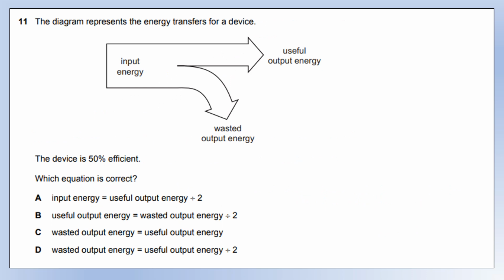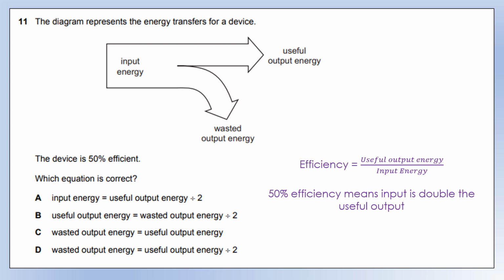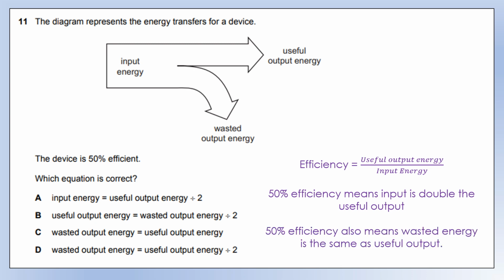So we've got a Sankey diagram representing energy transfers for a device, and it's 50% efficient, so we've got half is useful and half is wasted. Okay. So remember, efficiency is useful output over input. So essentially half of our energy is useful, then half of it is wasted. So what that means is the input has to be double the useful output because we've wasted half of it. And it also means the wasted is the same as useful. So if we go through our options, input is useful divided by 2? Nope. It's going to be the option C here, where we've got wasted equals output, as we saw earlier.